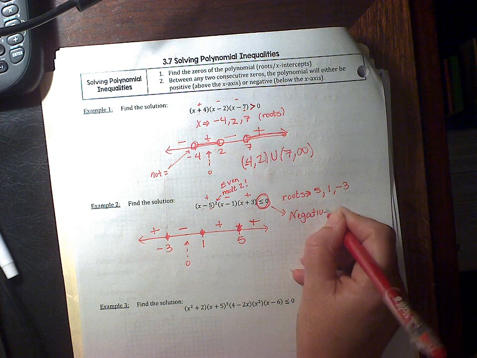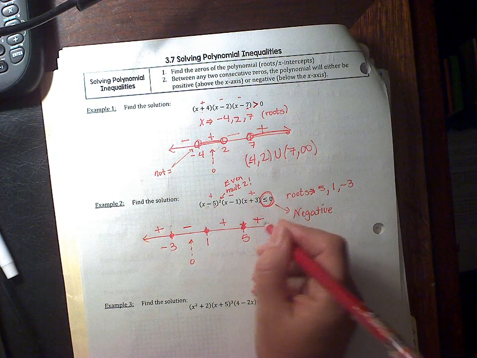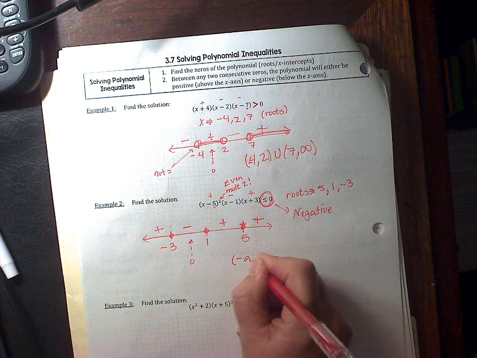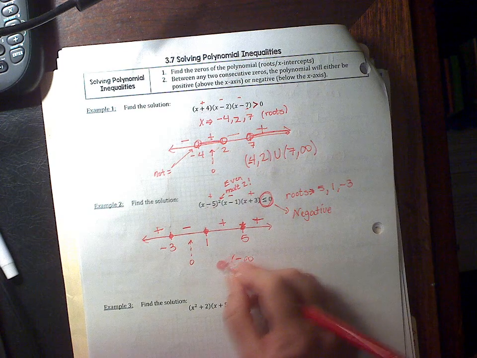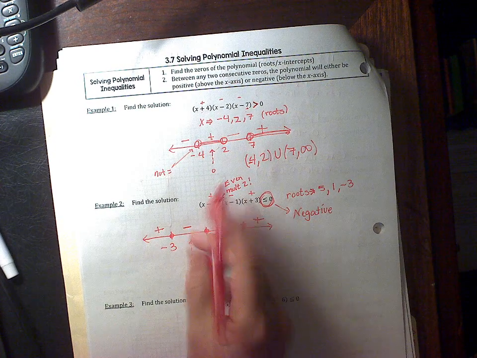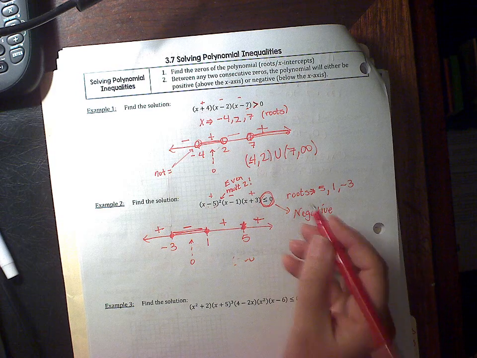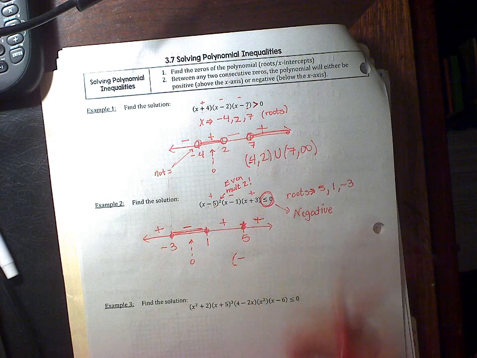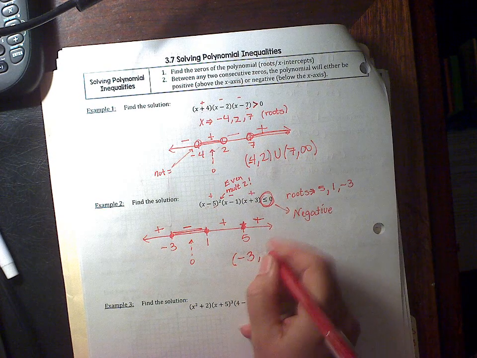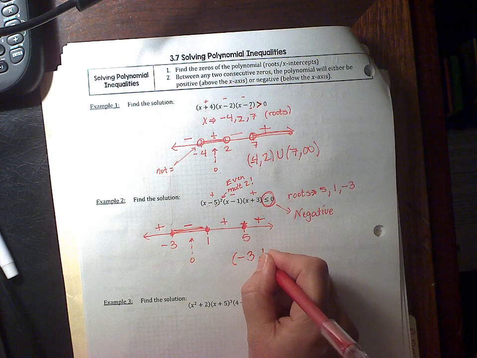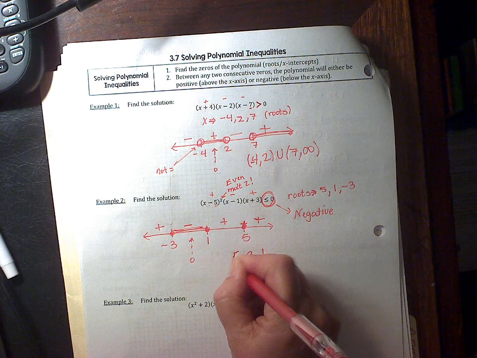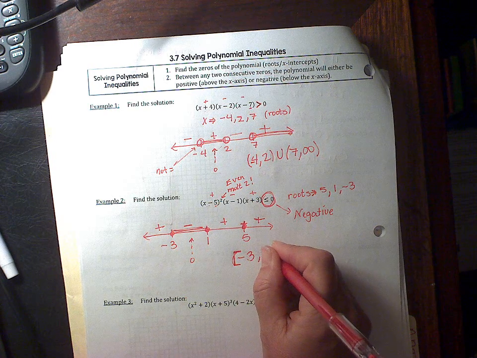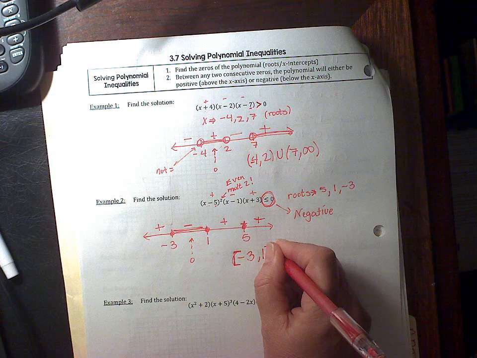Okay, so my answer should be only the solid dots and the negatives. So it's negative infinity. No, it's not. It is this area, which would be negative 3 to 1. And those are closed this time. So the brackets like this would be inclusive, including negative 1, negative 3, and positive 1.